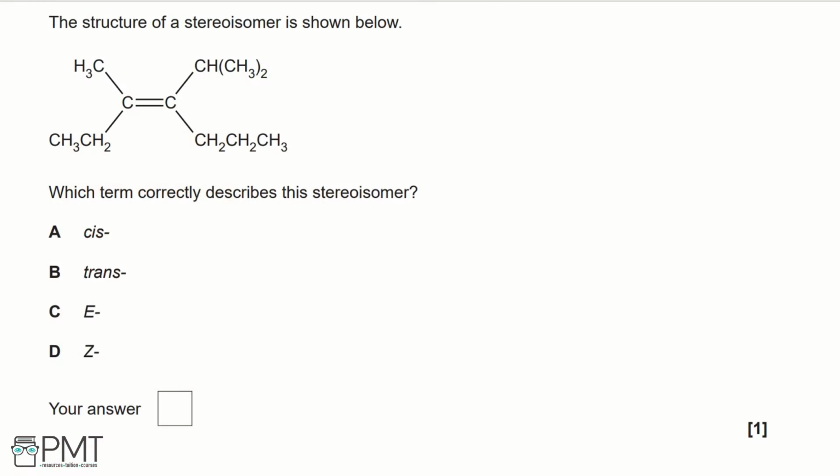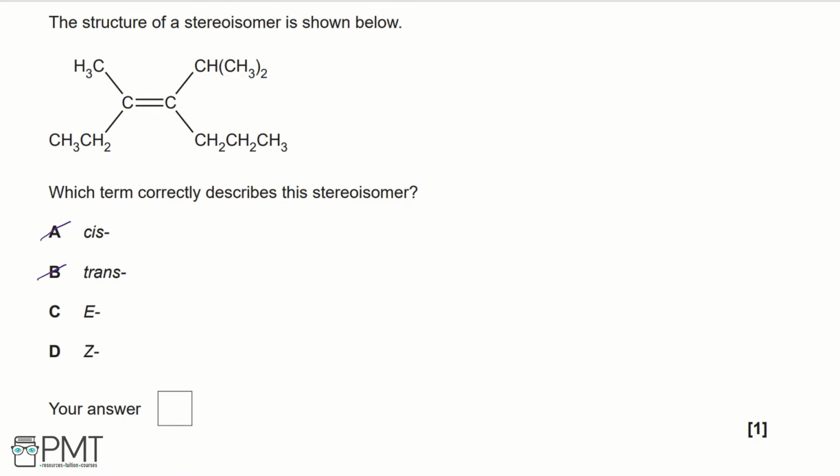The structure of a stereoisomer is shown below. Which term correctly describes this stereoisomer? A. Cis. B. Trans. C. E. Or D. Z. So cis and trans isomers are to do with the placement of hydrogen around the double bond. There is not a single hydrogen around the double bond, so we can eliminate options A and B.